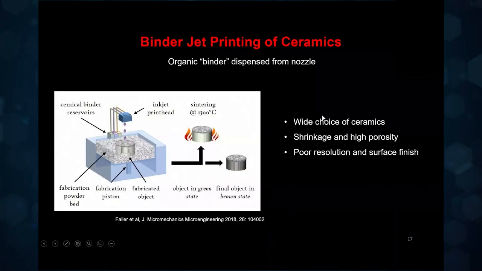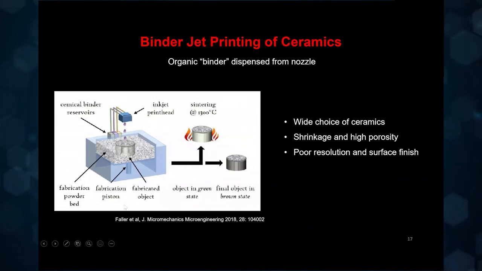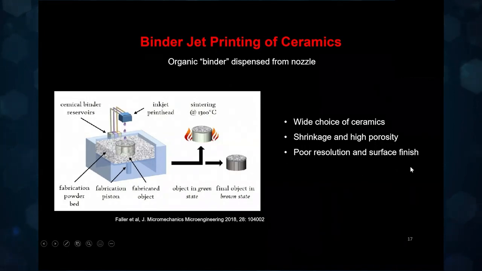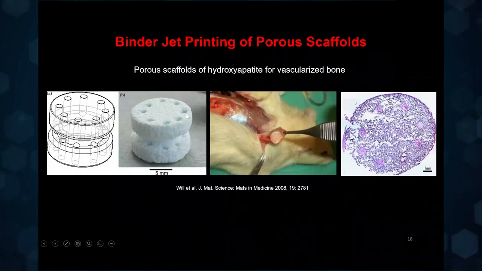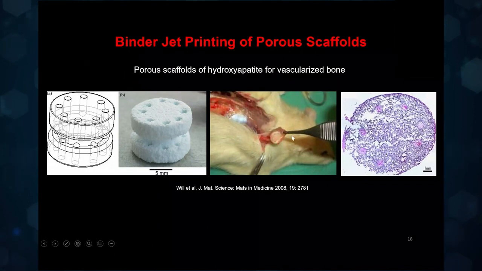So here with this technique, which has been around for a while, you can work with a variety of ceramics, but you will run into problems with shrinkage and high porosity, because as the binder is burnt off during sintering, you will create a lot of porosity, and therefore you don't get great resolution, and the surface finish is very rough, which may not be all that bad, because there are applications, particularly for bone related implants, where you would want a rough surface. So this is an example where they printed a device here purely out of hydroxyapatite, and this is the device design, this is the printed part, and they actually implanted them, I think, in rats.